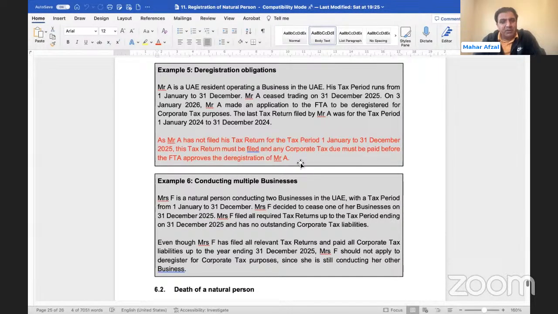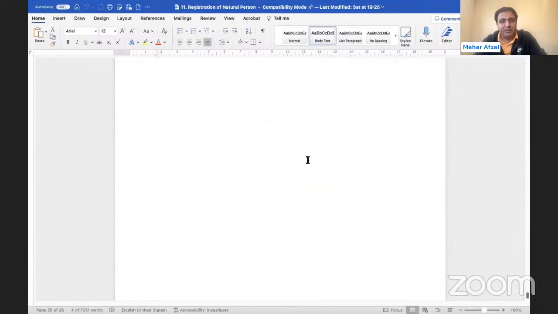Mr. A is a UAE resident operating a business in the UAE. His tax period runs from the 1st of January till 31st December. He ceased trading on 31st December 2025. On 3rd January 2026, he made an application to be deregistered for corporate tax purposes. The last return has not been filed. Basically, they are asking that before deregistration, you need to finalize the final return and settle the related payment and penalty as well. Then you will be deregistered. Otherwise, you will not be deregistered.